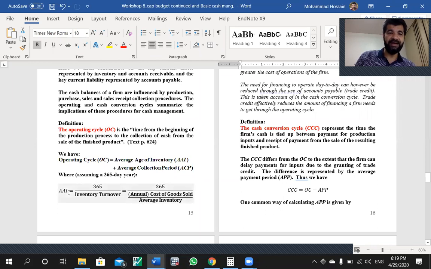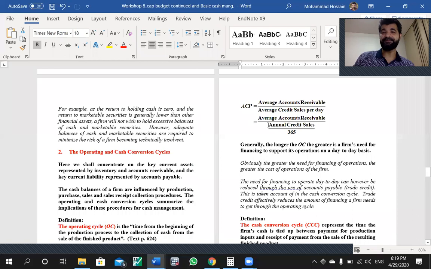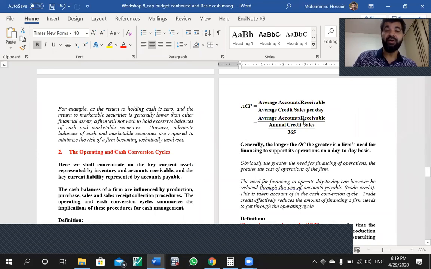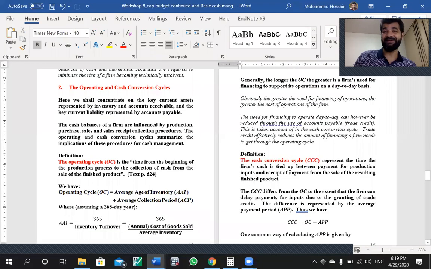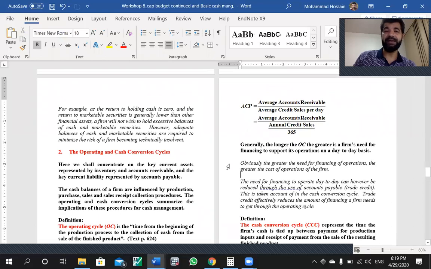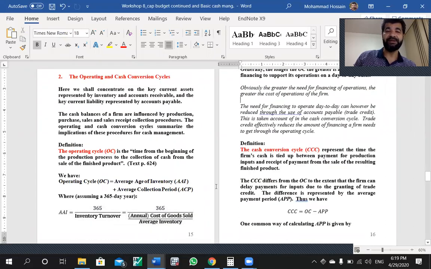So how do you calculate AAI? The AAI formula is 365 divided by annual cost of goods sold divided by average inventory. Average collection period is average accounts receivable divided by annual credit sales divided by 365. You have already seen these formulas in the ratio analysis chapter. So we calculate AAI and ACP separately and add them up. That's it.